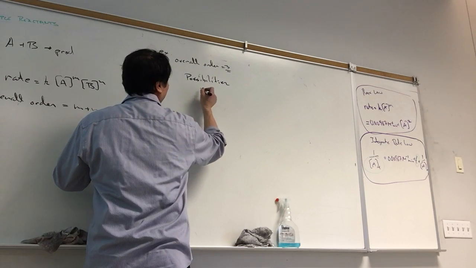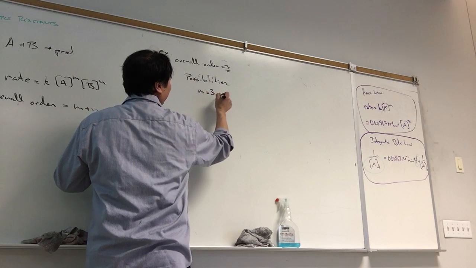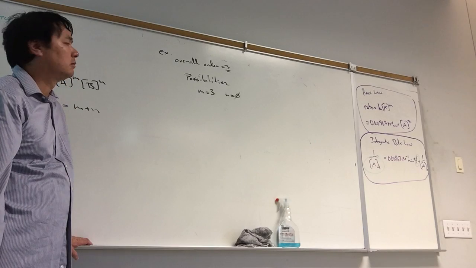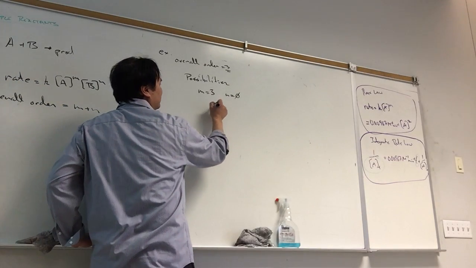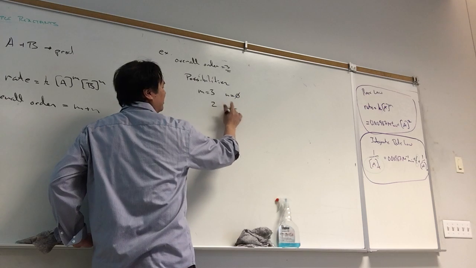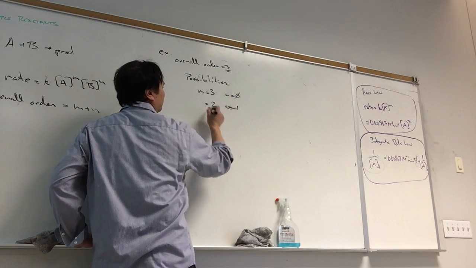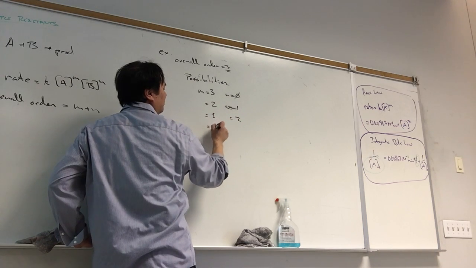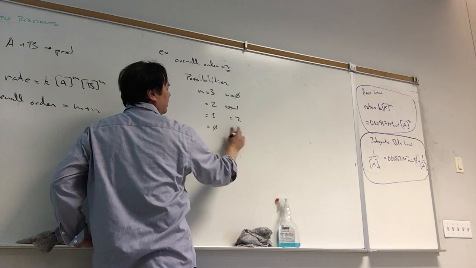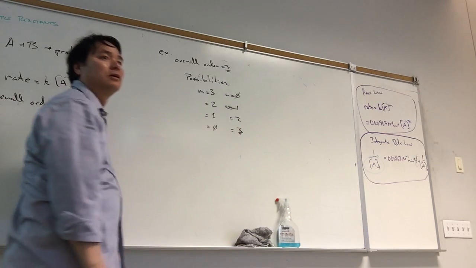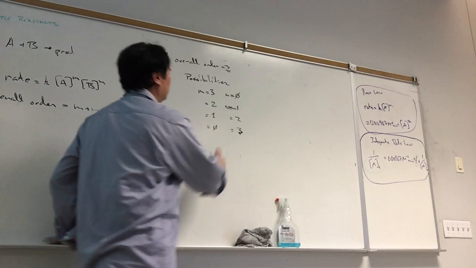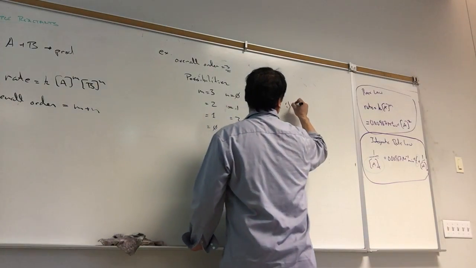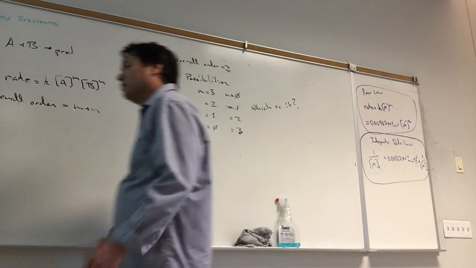The possibilities are maybe it's third order in M and 0 order in N, right? Or maybe M is equal to 2 and N is equal to 1, right? Or maybe M is equal to 1 and N is equal to 2. Or maybe M is equal to 0 and N is equal to 3. So which is it? We don't know.